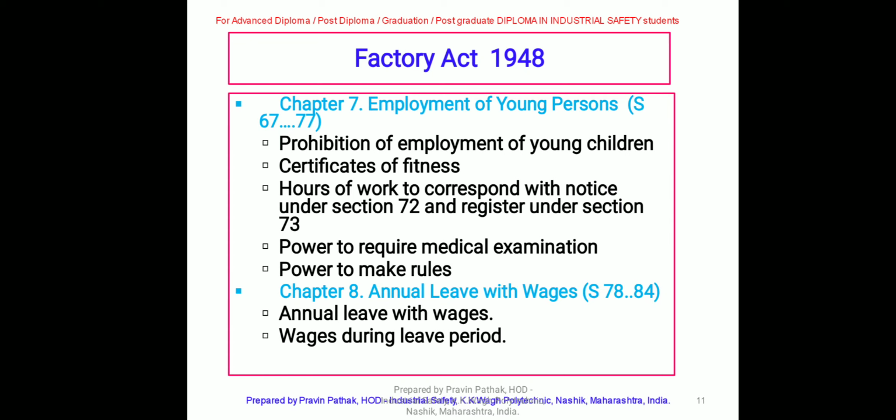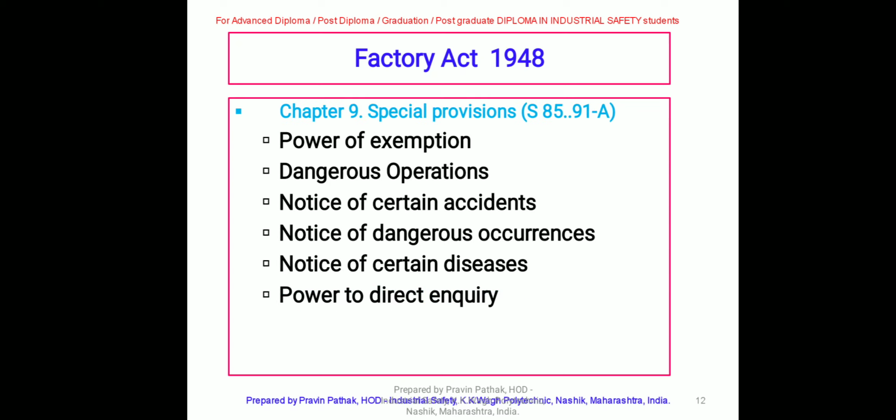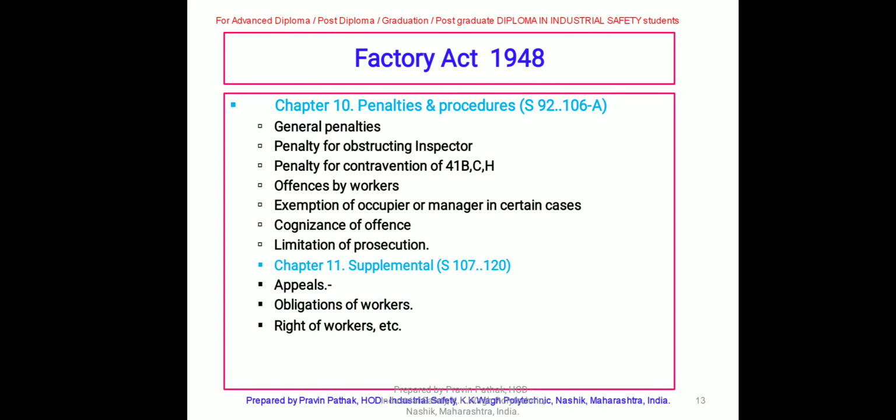Some of the sections are annual leave with wages, wages during leave period. Then Factory Act 1948 chapter 9 focuses on special provisions, that is sections 85 to 91E. Some of the sections are power of exemptions, dangerous operations, notice of certain accidents, notice of dangerous occurrences, notice of certain diseases, power to direct inquiry, and chapter 10 focuses on penalties and procedures.